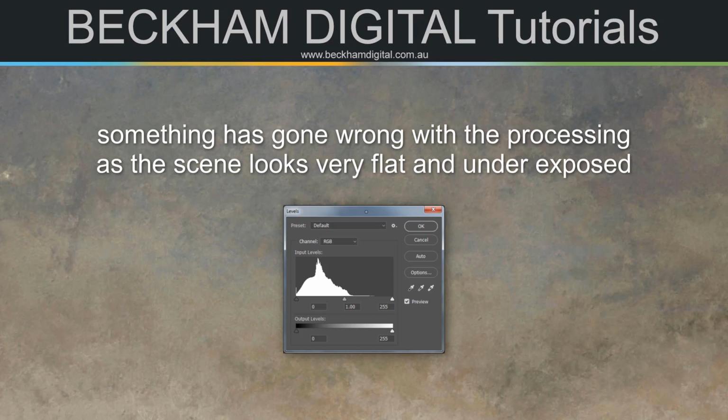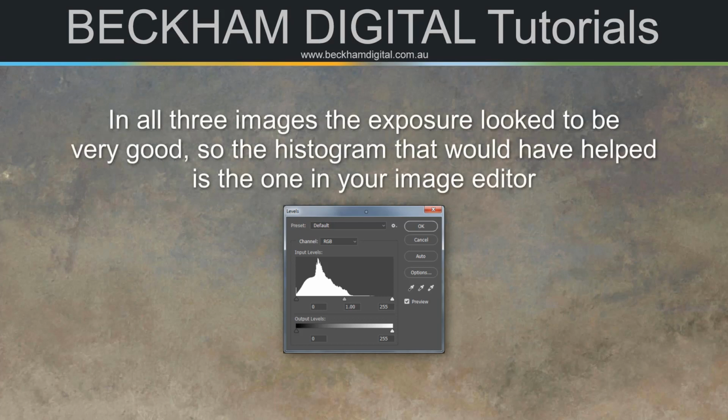Now whenever we're manipulating our images, we should be looking at the histogram, because in all three images the exposure looked to be pretty good. So the histogram that would have helped is the one in the image editor. When you're working in Adobe Camera Raw, it's sitting up at the top right looking at you all of the time. When you're working in Lightroom, you've got exactly the same. So you need to use the histogram as a guide, both at the taking stage, and we're going to come to that next, but certainly in your image editor.